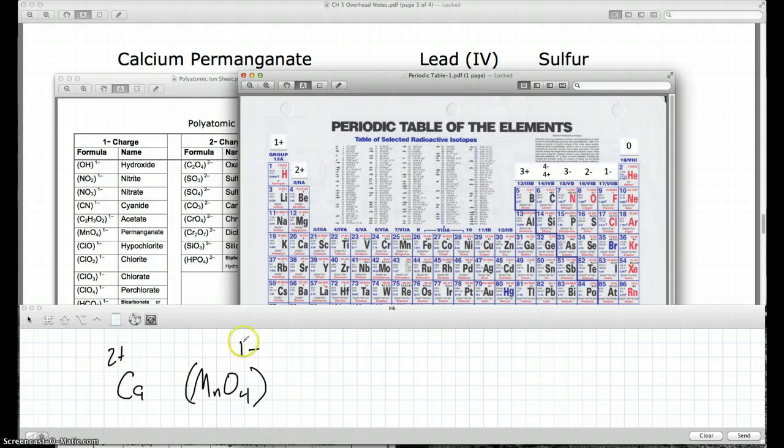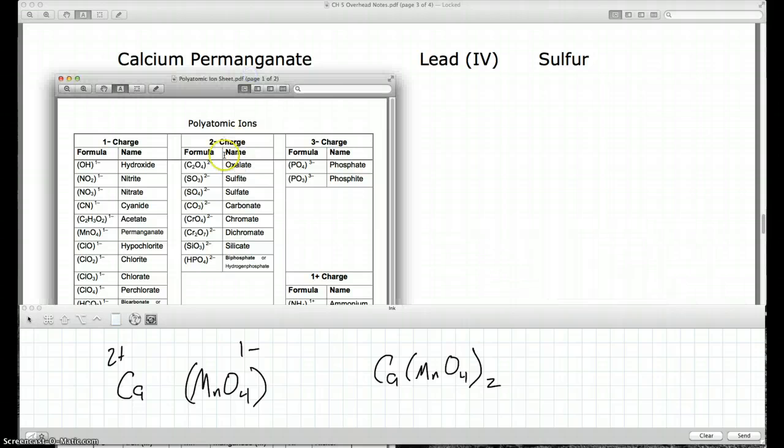So since they don't add up to 0, I have to do the switch trick. The 2 from the Ca goes behind the MnO4. The 1 there goes behind the Ca, but I don't write the ones. So Ca, MnO4, 2. That would be my final answer for calcium and permanganate together. In this case, I do need the parentheses because there's a number outside the parentheses. We never add anything into the parentheses on the polyatomic ion sheet and never take anything out. So basically, the stuff in the parentheses, never mess with it.